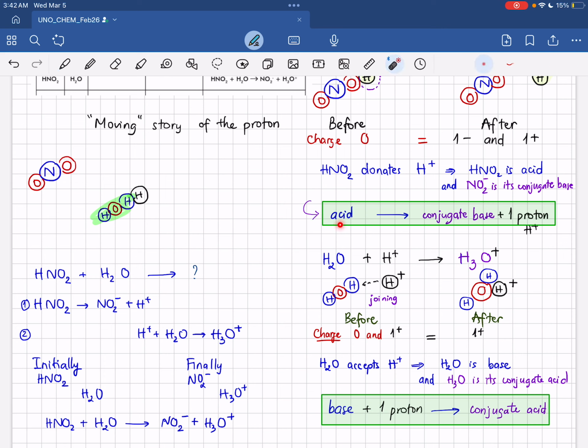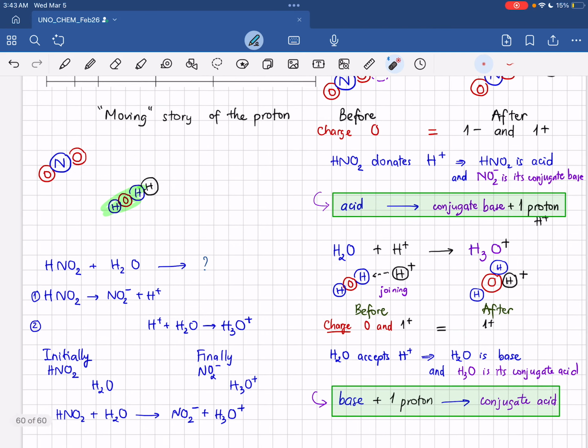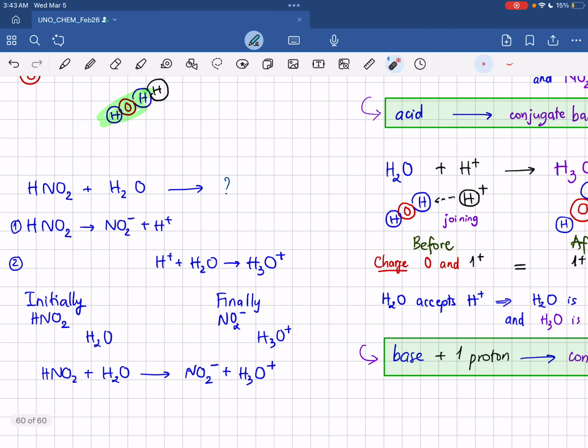So basically you can see this is the general pattern. If it's an acid, giving away one proton, it becomes a base, and that's its conjugate base. And if it's a base, accepting one proton, then it becomes an acid, and that's the conjugate acid of this base. So now, finally, I just want to point out again that the whole reaction here can be broken down into two stages. The first stage is donating the proton, and then that proton joins the other substance and forms another new substance.